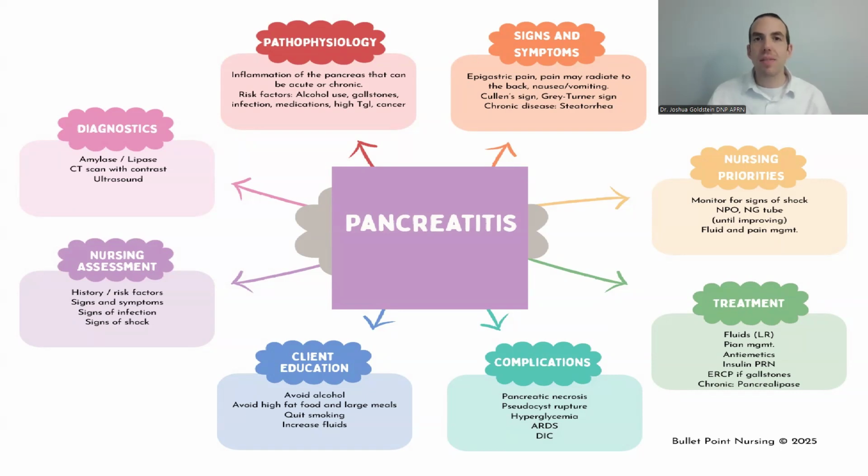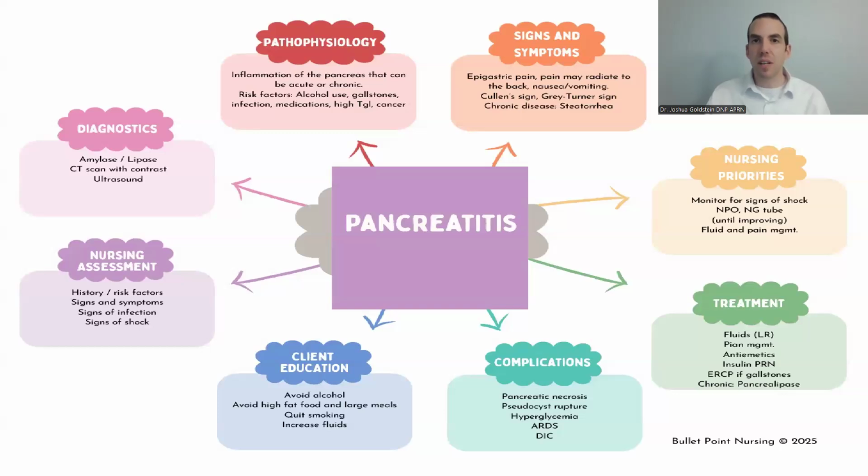Let's go ahead and learn everything we need to know about pancreatitis to do great in nursing school and Medsurg or adult health nursing course and to be ready for the NCLEX. Let's start with pathophysiology. Pancreatitis is very simply inflammation of the pancreas. Now, there's two types of pancreatitis. There's acute pancreatitis and chronic pancreatitis. Most of what we're going to talk about applies to acute pancreatitis, but this video will cover both.